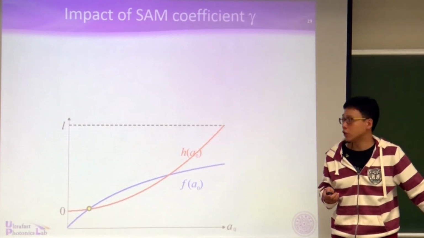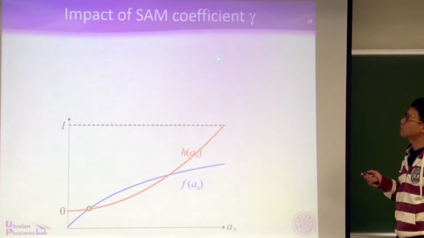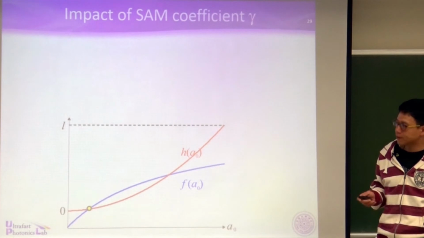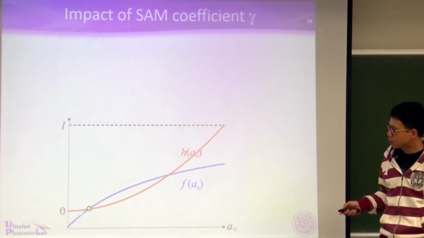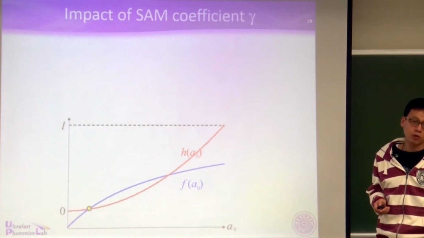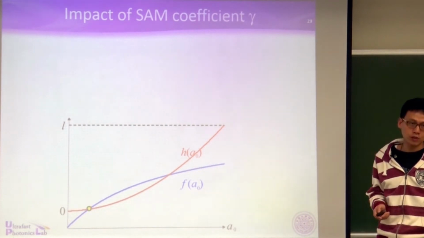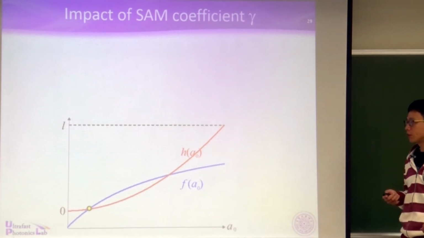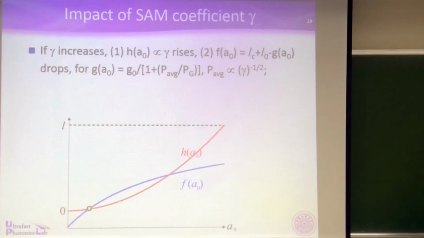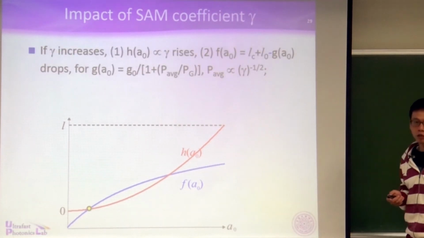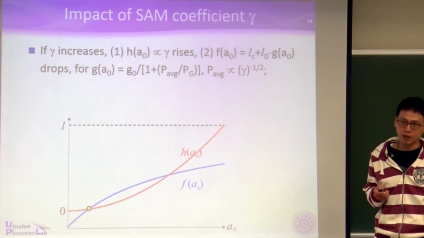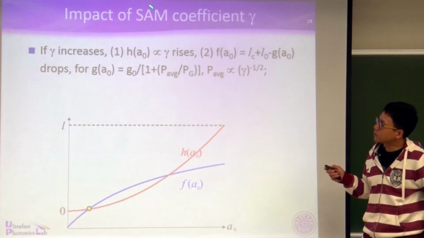Another interesting issue is the impact of the self-amplitude modulation coefficient gamma. So here I show you the original graphical solution. You have a red curve, H curve, and a blue curve, F curve. Probably you can have two intersection points, and only the stable solution is marked. The left intersection point is the stable solution. Then what happens if you increase the gamma coefficient? Gamma is the SAM coefficient, self-amplitude modulation coefficient. Do you still remember the meaning of SAM?